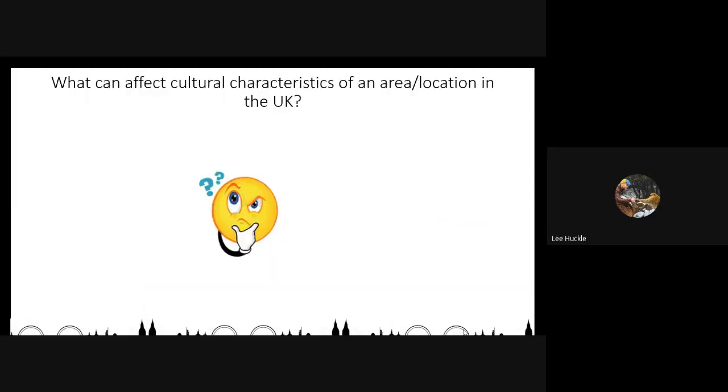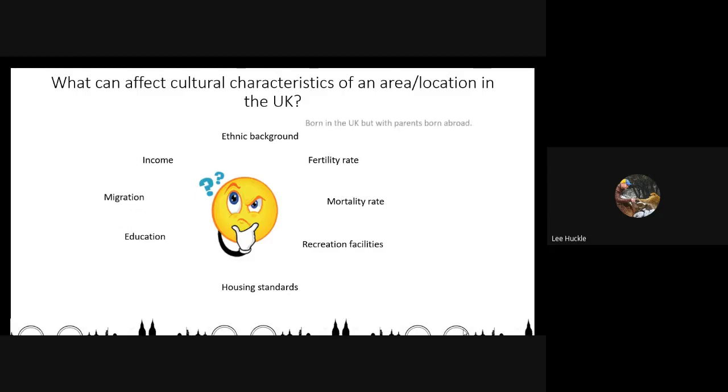And then we looked at what can affect cultural characteristics of an area or a location, in particular in the UK. And there's many different reasons we looked at. We looked at ethnic background, and in particular regarding ethnic background, migrants to the UK tend to have a higher fertility rate because they tend to be younger. We looked at mortality rate, recreational facilities, housing standards, education, migration, and income. Now, these are the big parts, the biggest reasons that impact on cultural characteristics of an area.